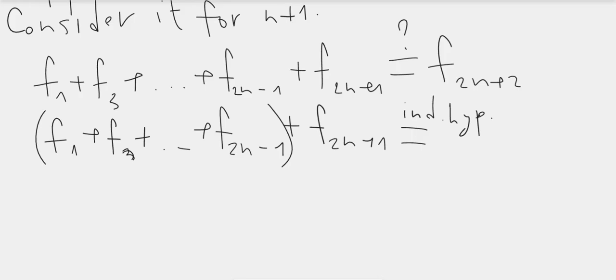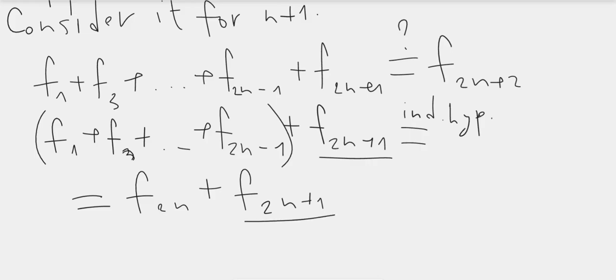f2n plus f2n plus 1. The last term we leave as is. Now we notice that this is the sum of two consecutive terms. Let me write this more carefully. This is the sum of two consecutive Fibonacci numbers, so by the original recurrence relation this is equal to the next one. So this is equal to f2n plus 2, right?